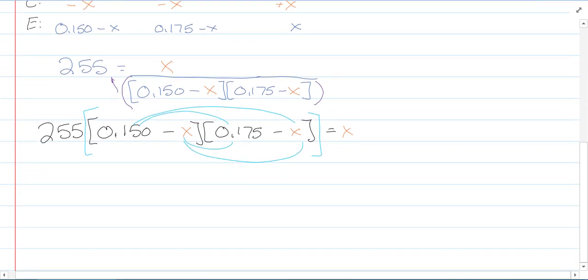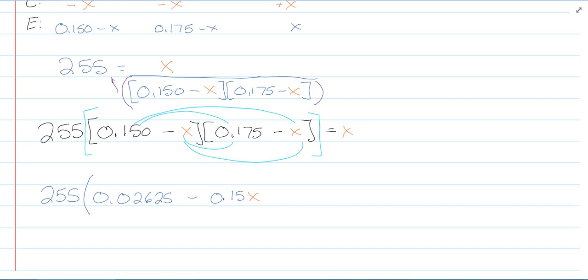If we do that, I'm going to keep 255 times 0.15 times 0.175, which is 0.02625, minus 0.15x, minus 0.175x, plus x squared, equals x.